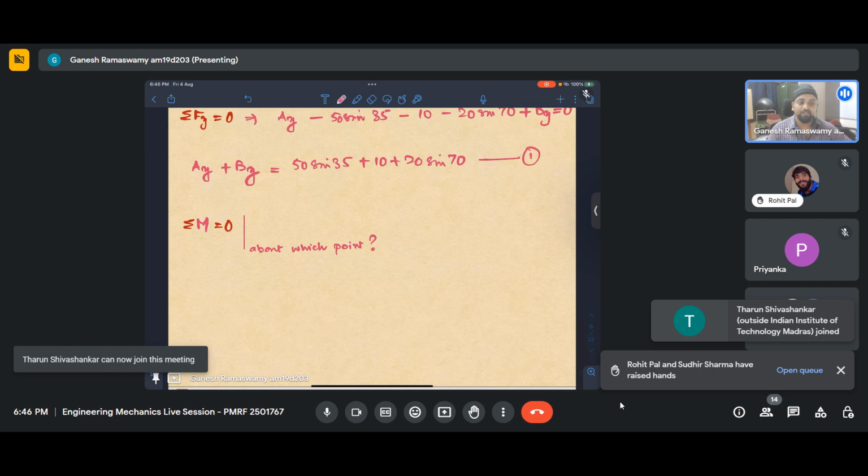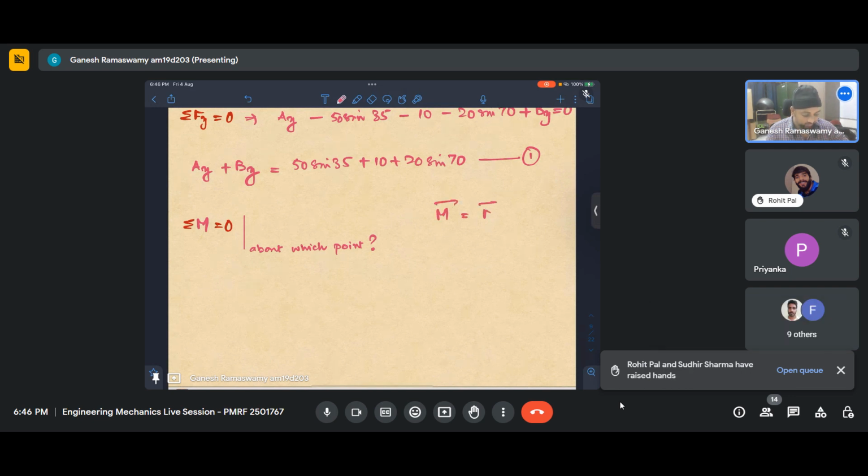At times we will take it at a point where there are more number of unknowns. Why? Because M is R cross F. So if there are more number of unknowns and we take moment about that very point where those unknowns are applied, R goes to zero. So their moment contribution goes to zero. So we will be easily able to eliminate those things.